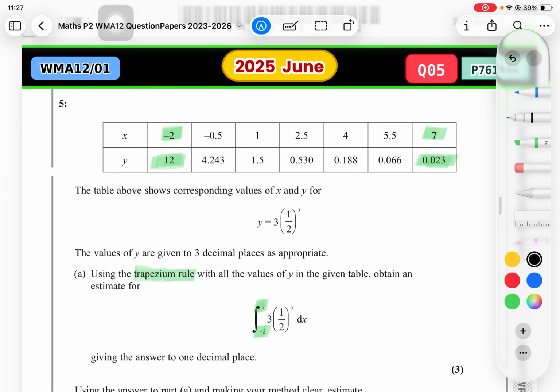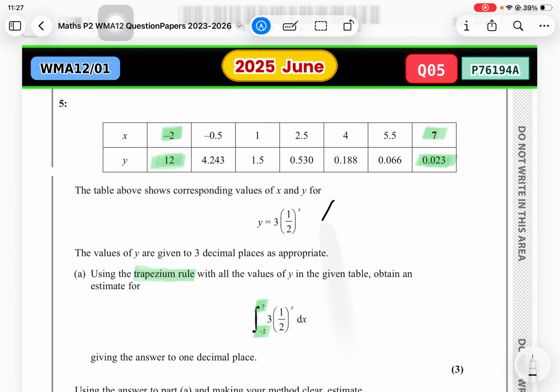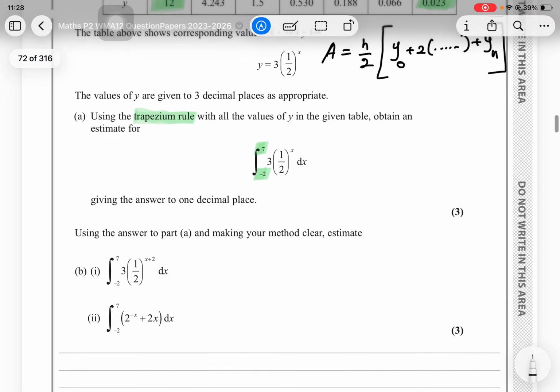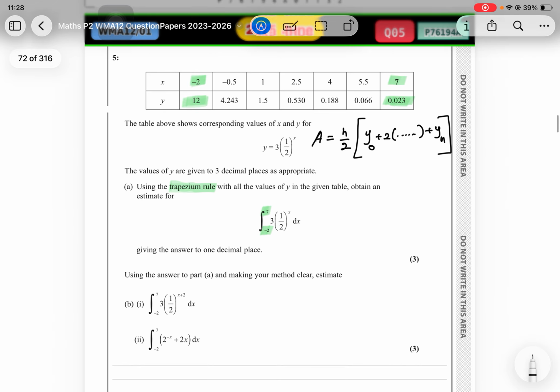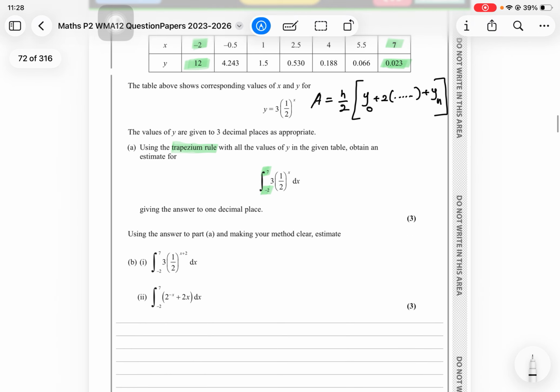We know how to get the area: the area would be h divided by 2, times the first one plus 2 times whatever is in between, plus yn. This would give us the area. So according to this question, let me zoom out a bit to get the values.